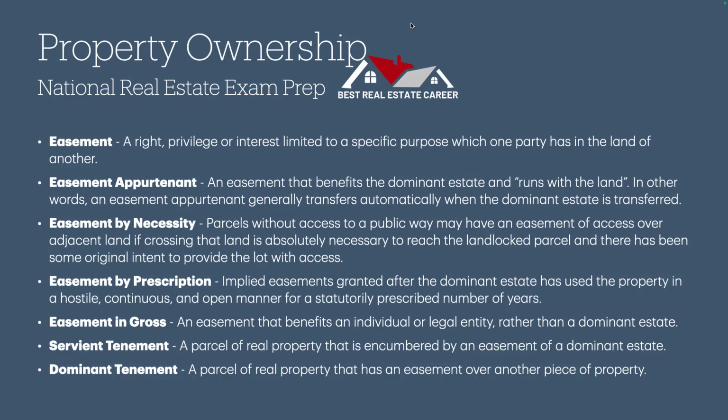Like the property does not need access to cable. It does need access to be able to get into it. That's why it's a little bit different. So your easement in gross benefits an individual. Cable TV is a benefit for a person rather than the property. Again, servient is the person that is giving up. Dominant is the person that is taking. Servient is serving. Dominant is dominant, is where my mind goes with this.